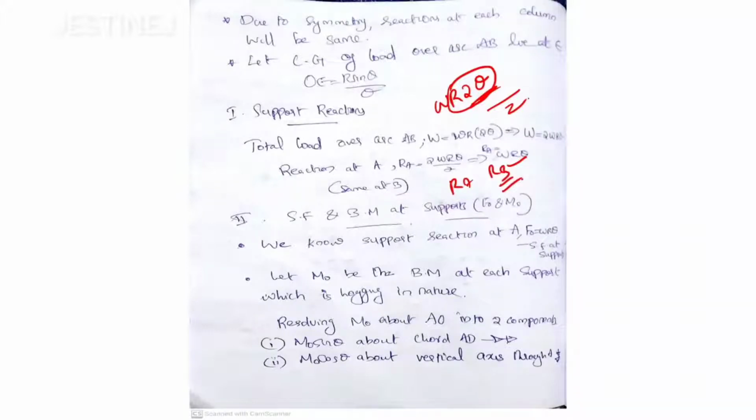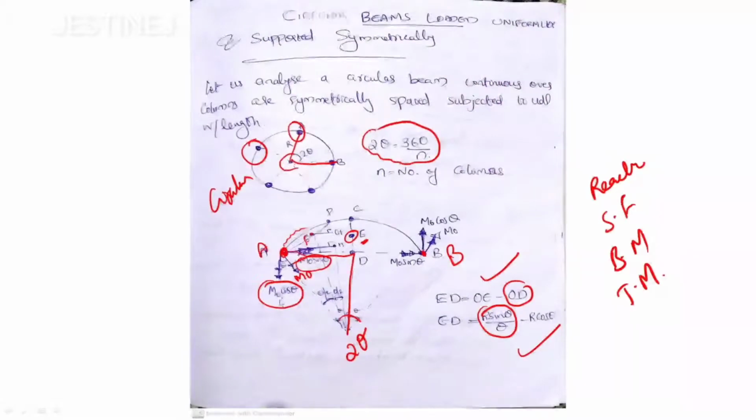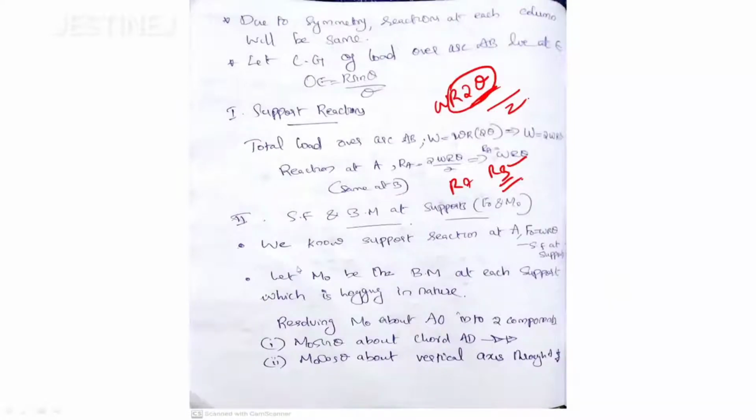Then using these reactions, you can calculate the shear force. And at the support A, if you observe, the reaction value is going to be WR theta. So obviously the shear force at the support is also going to be WR theta. So that is mentioned here, WR theta.